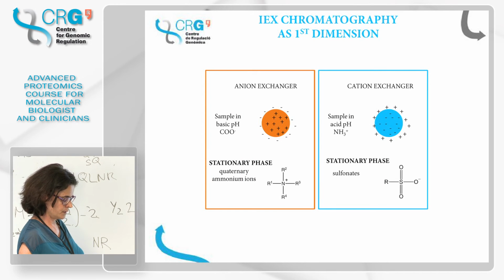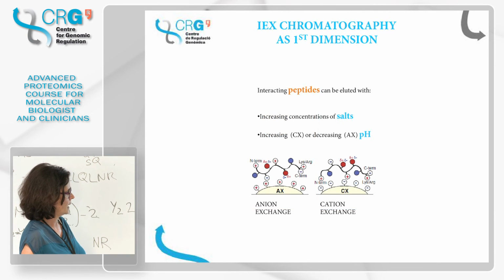Another way of separating using chromatography is ion exchange chromatography, which you may have heard about. It can be either anion exchange or cation exchange, depending on whether the stationary phase is positive or negative. And the peptides are eluted either with increasing concentrations of salt or with increasing or decreasing pH.